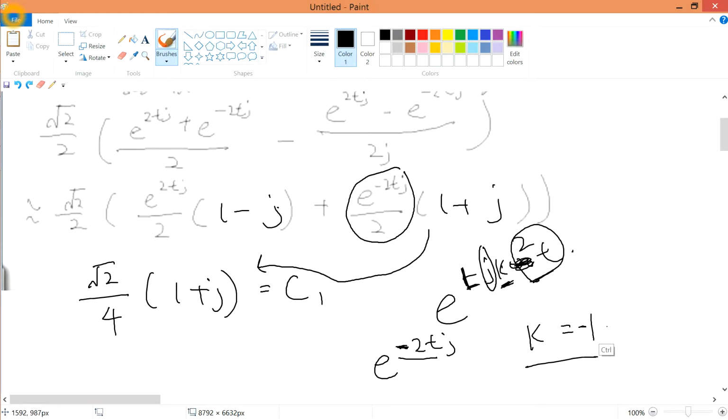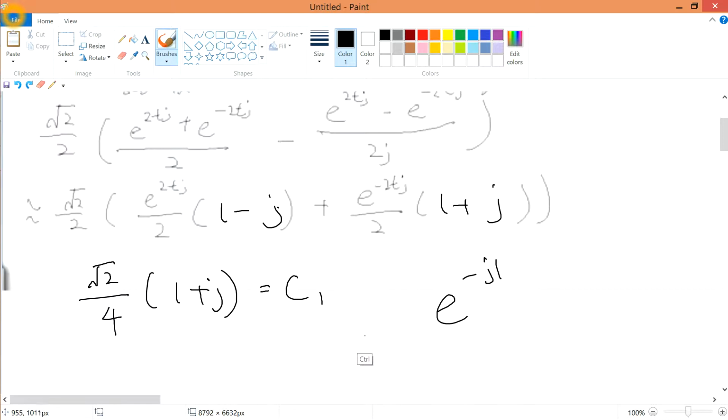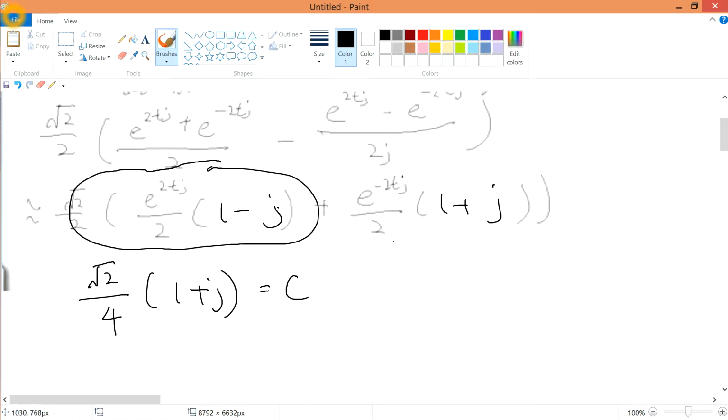Since we know that this is k equals 1, that's why we say that this is c1, because k is equal to 1. That's the meaning of that. For this case, I will assume that you know what this is already. For the other case, square root 2 over 4, 1 minus j is simply c minus 1. And that's all.